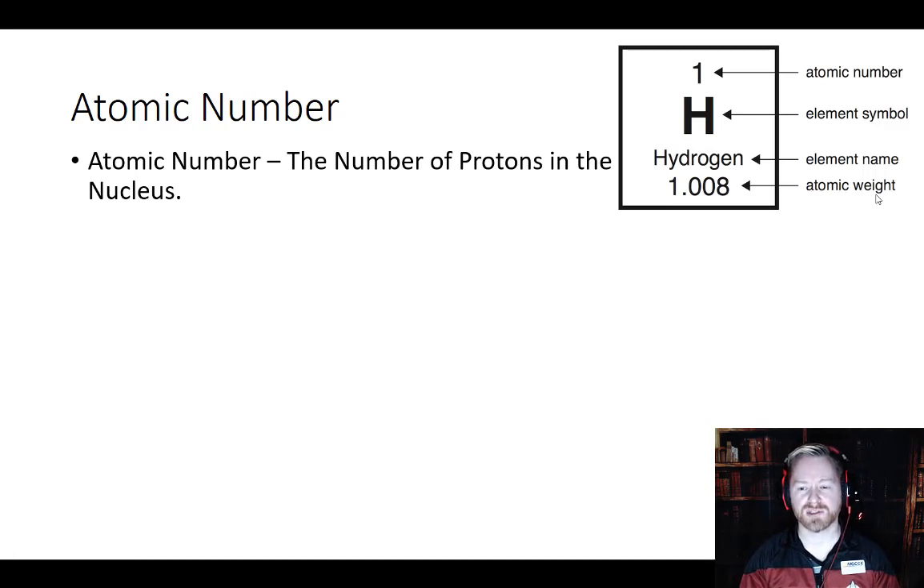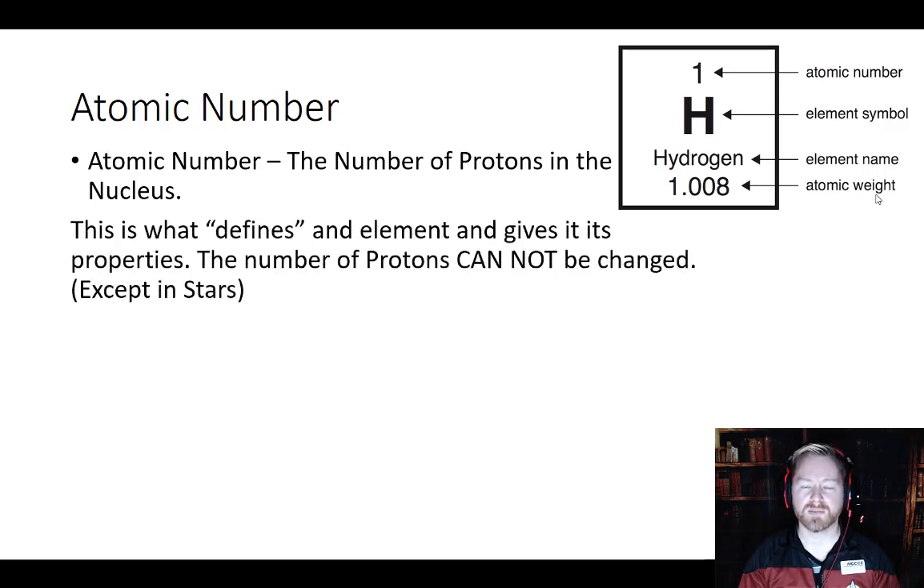Hydrogen doesn't really have any neutrons for the most part, though some of its isotopes can. We'll cover isotopes later. But hydrogen, for the most part, is just one proton, one electron. So, when we say that the atomic number is the number of protons in the nucleus, why is that even important? Well, the number of protons is what defines an element.